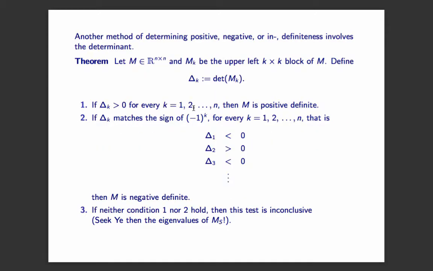Another method of determining positive, negative, or indefinite involves the determinant. Let M be a square matrix, and MK be the upper left K by K block of M. Define delta K to be the determinant of that upper left K by K block. Then, if every delta K is positive, we have positive definiteness. If delta K matches the sign of negative 1 to the K, in other words, first negative, then positive, then negative, and so on, then M is negative definite. If neither condition 1 nor 2 holds, then this test is inconclusive, and you'd have no choice but to seek the eigenvalues of the symmetric part.